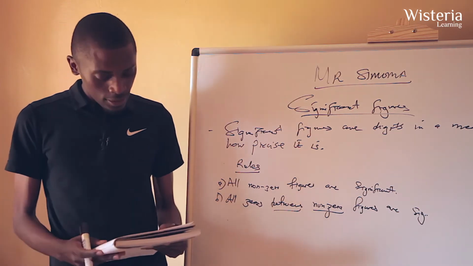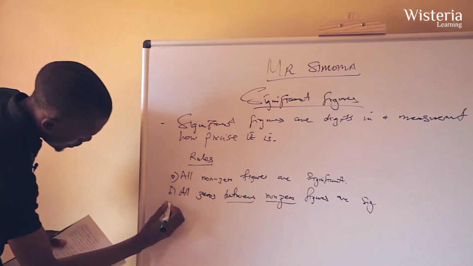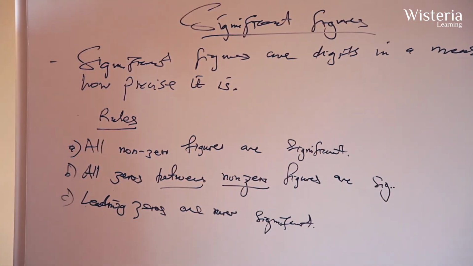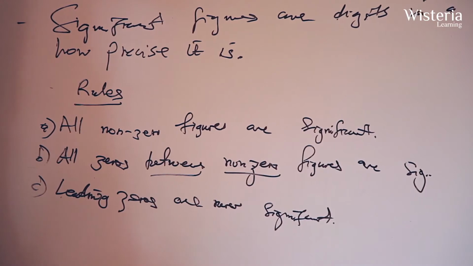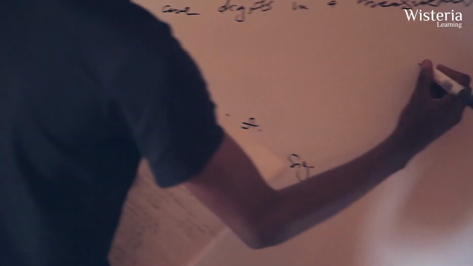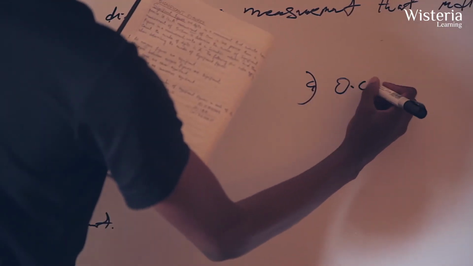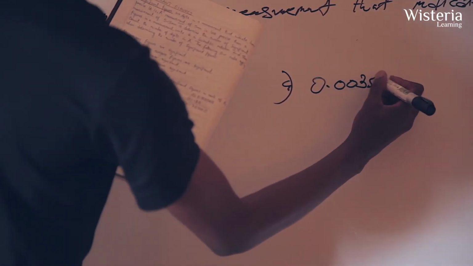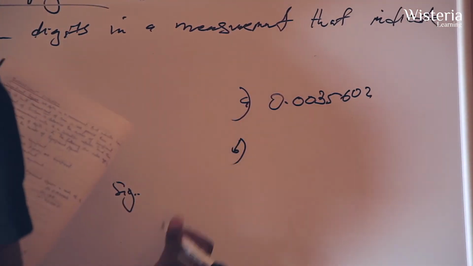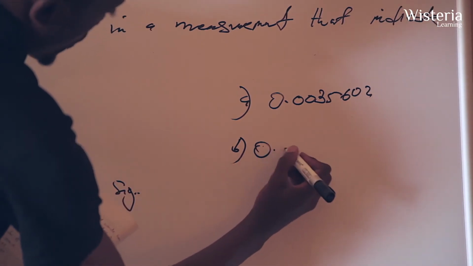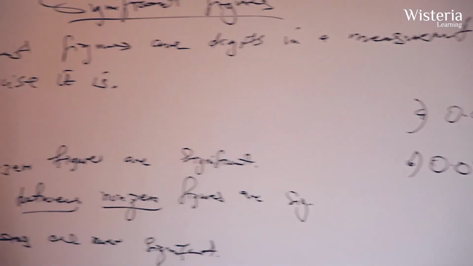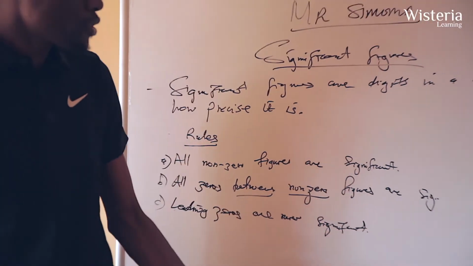So we are going to write that down and say, okay, leading zeros in a measurement are never significant. So what examples can we give in this format? We have our first example, 0.00356602, and the other one we can give is 0.0205.